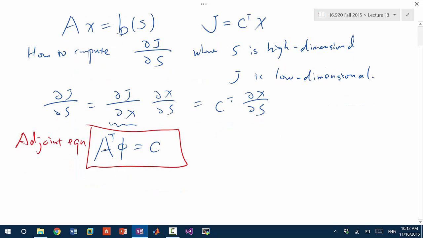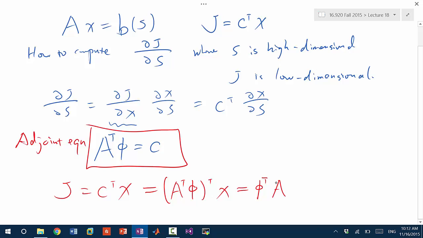So if you solve the adjoint equation, why is it helpful? Because once you have this, you can plug it into J equal to C transpose X. The right hand side of the adjoint equation is C, so if you replace this, you get A transpose phi transpose X. Taking the transpose into the matrix vector product changes the order, so you have phi transpose times A transpose transpose, which is A, times X.